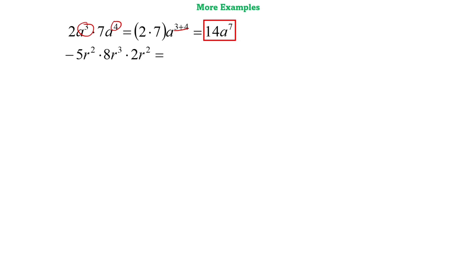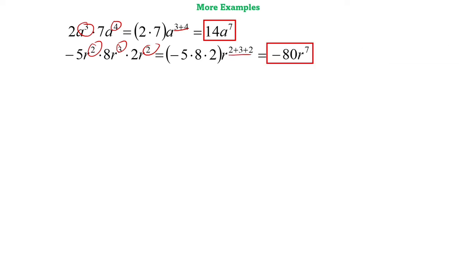Another example, negative 5r squared times 8r cubed times 2r squared. So, what we do? We're just going to get the number first, yung ating mga numerical value. Negative 5 times 8 times 2 times r, and then, since multiply at magkakamukha ng base, we're just going to simply add them. 2 plus 3 plus 2. So that is equal to negative 80 r raised to 7.